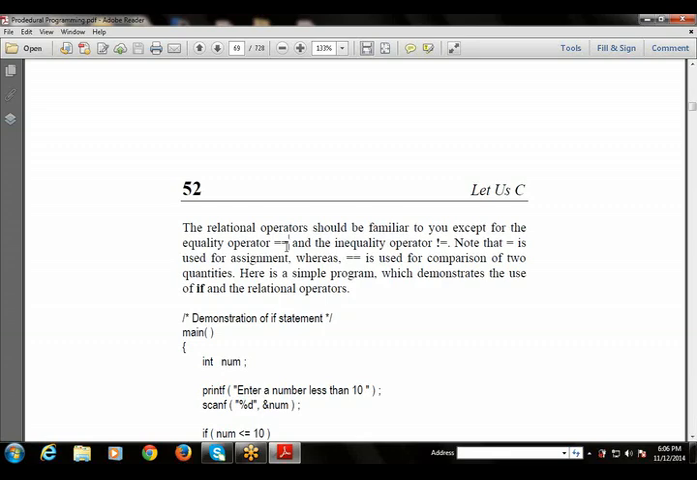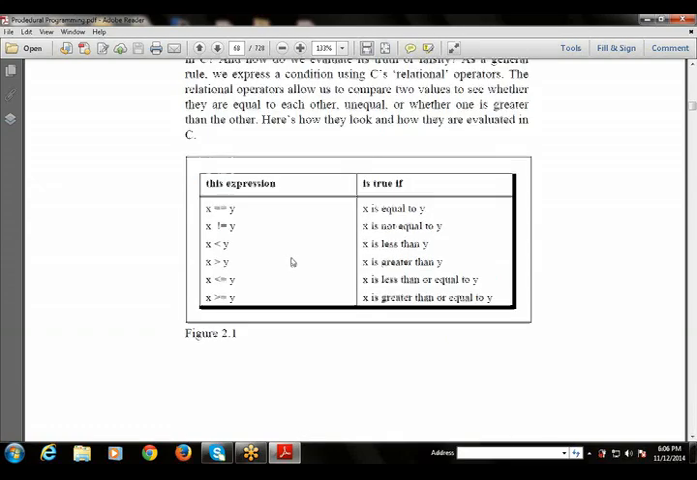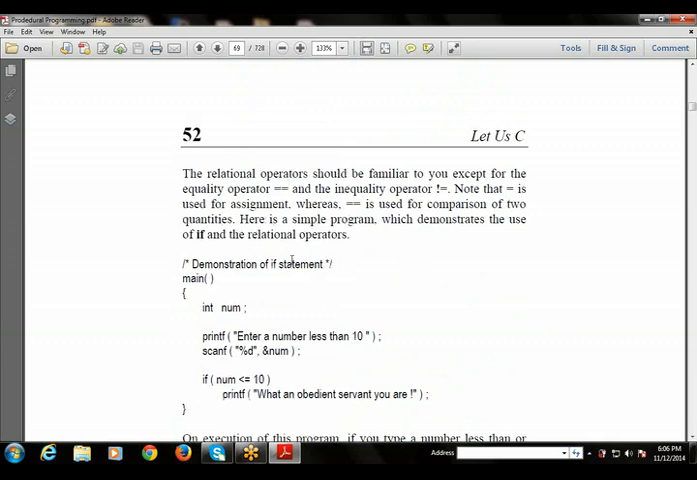So there are two types, one is single equals to, one is double equals to. Double equals to is used for checking the equality, and single equals is used for the assignment operator. And the inequality operator is the exclamation mark followed by equals to. Note that single equals to is used for the assignment, and double equals to is used for the comparison.